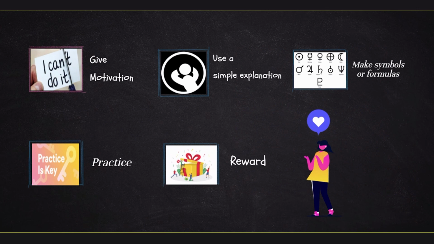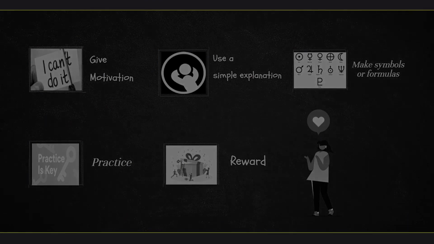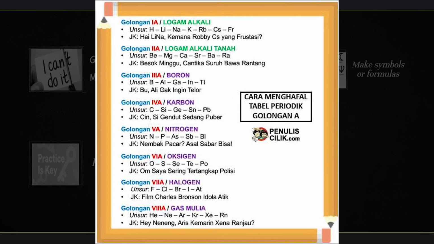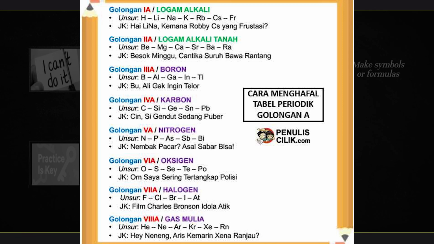And how to apply this learning method? You can start by giving motivation to the students so that they can find out the benefits or meaning of each experience of the learning process, and use a simple explanation, make symbols or formulas in each existing concept. For example, when we are trying to memorize the periodic table, we can use this trick.